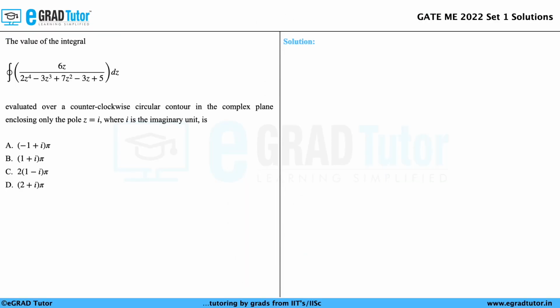The value of the integral, cyclic integral 6z by 2z^4 minus 3z^3 plus 7z^2 minus 3z plus 5 into dz, evaluated over a counterclockwise circular contour in the complex plane enclosing only the pole z equal to i, where i is the imaginary unit, is.